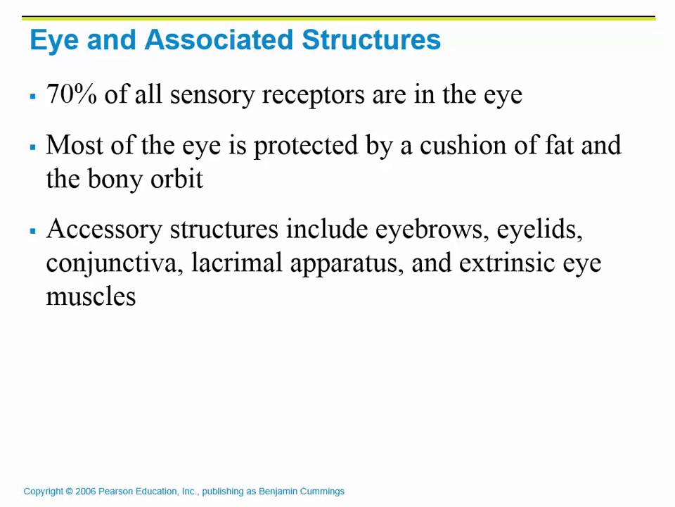Special senses. We're going to start with sight, and then we're going to go to taste. We've talked about what a sensory receptor is, and 70% of all of your sensory receptors are in the eye. We use vision to make sure that we can see the world around us, make sure that we're in the right area, etc.